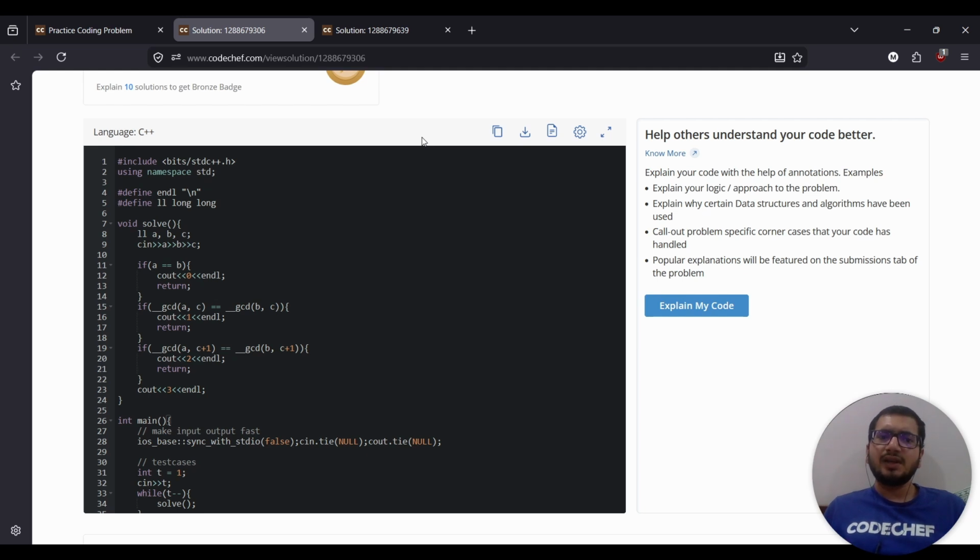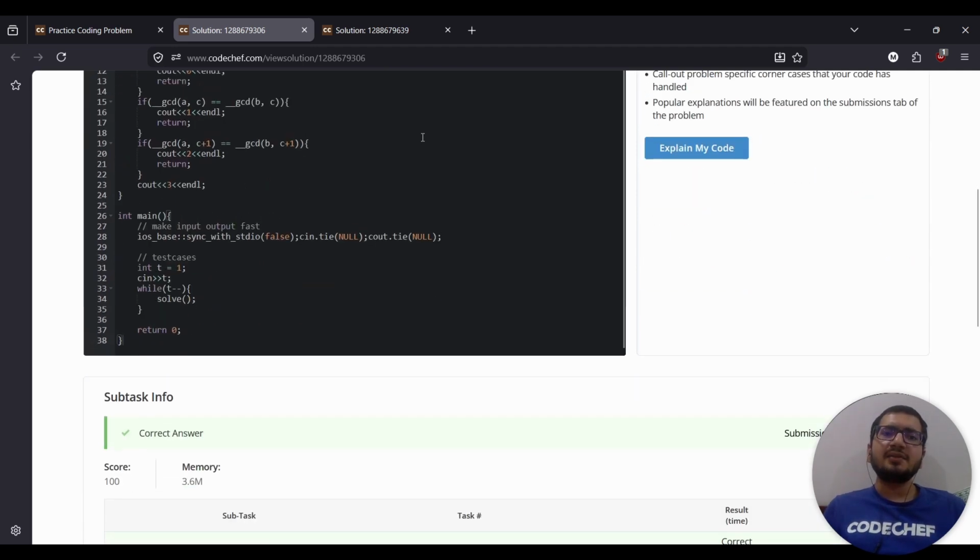If all of these fail, the third is very simple. First apply GCD, then increment C, and then again apply GCD. At this point, we are sure that both A and B have become 1. And as we have seen in the approach, the answer is just 3. And as you can see, I have added the code in my C++ implementation.